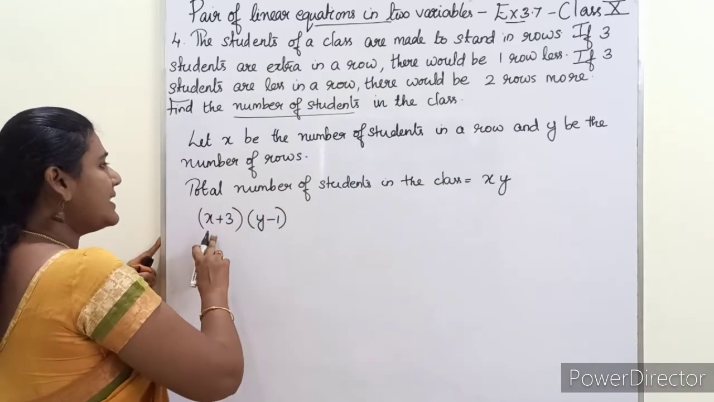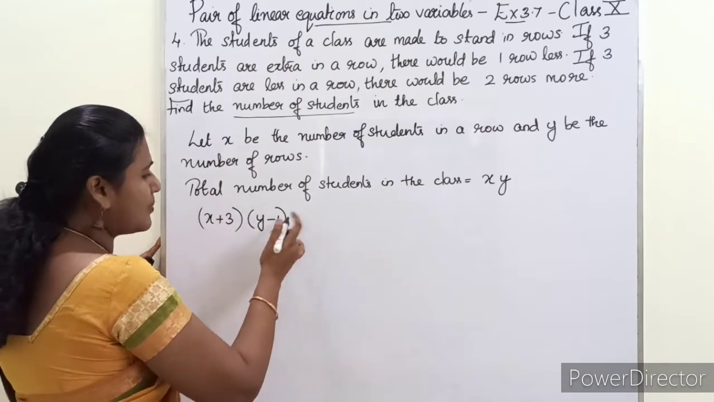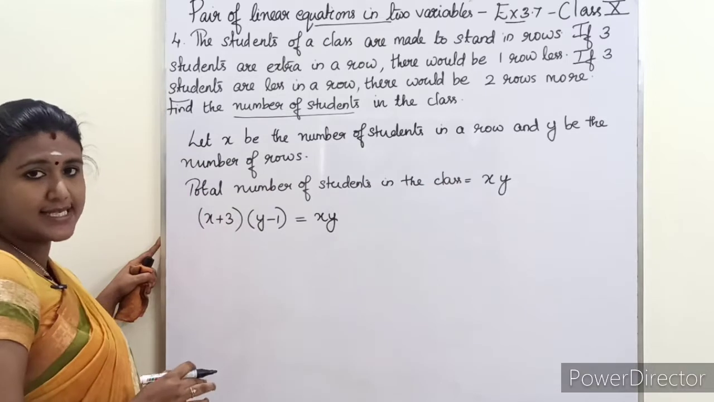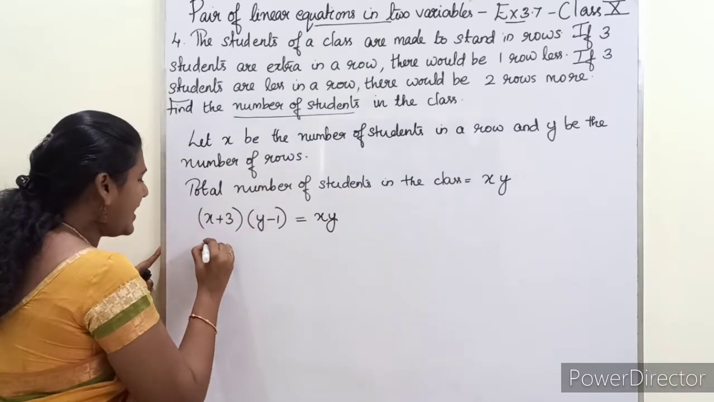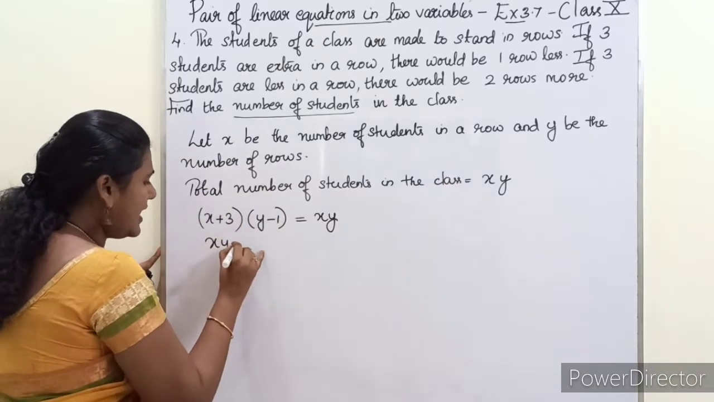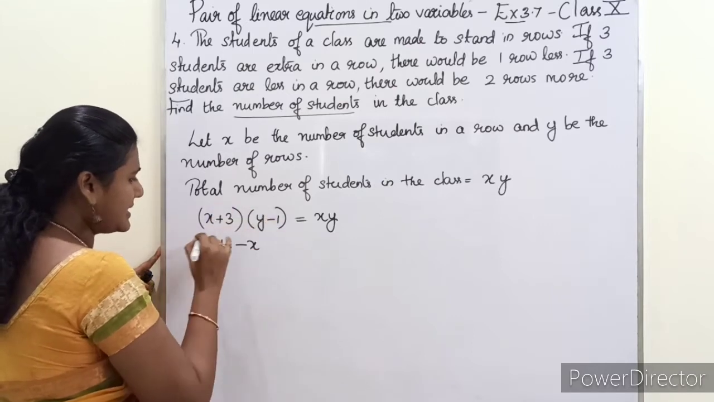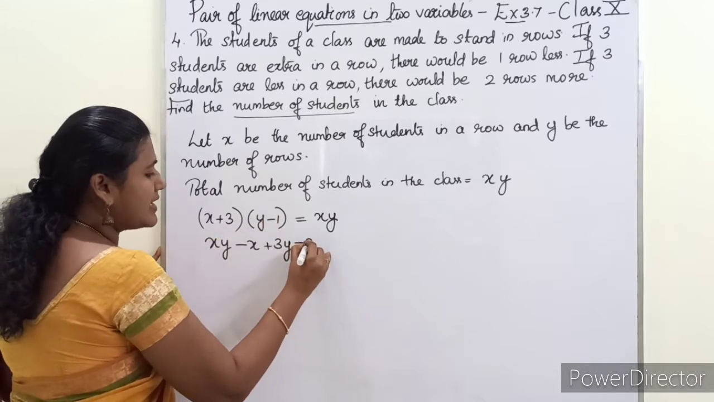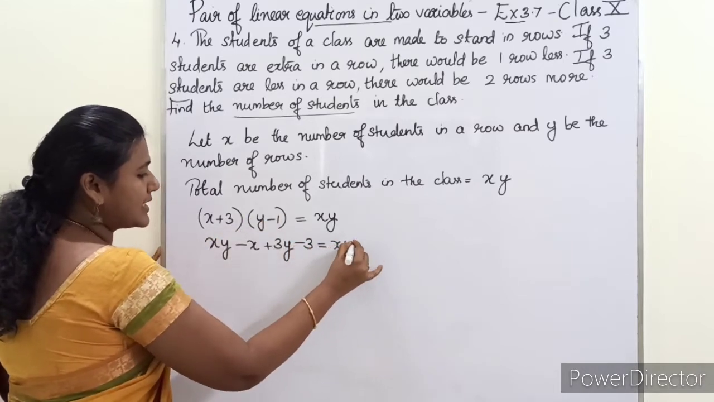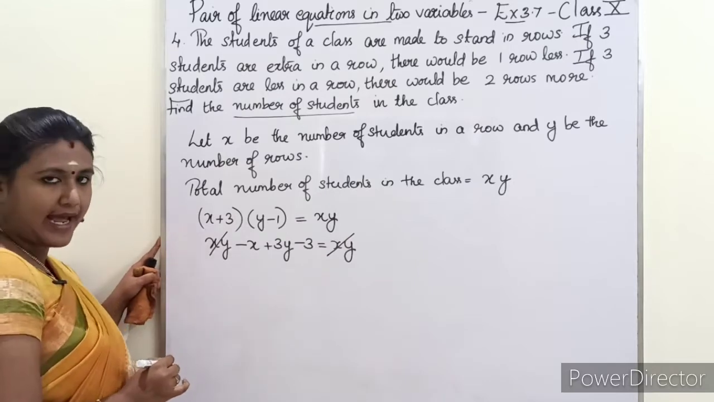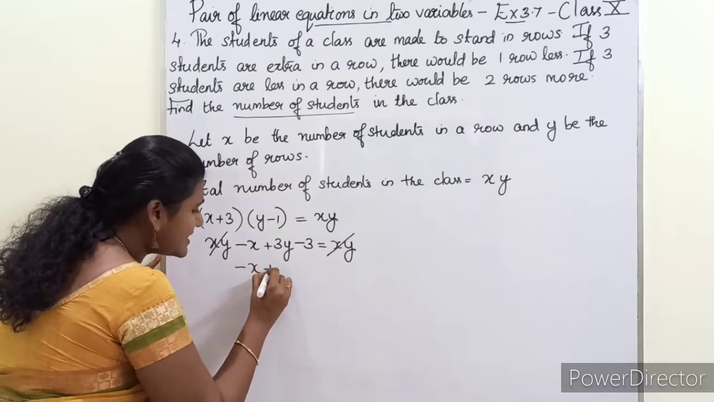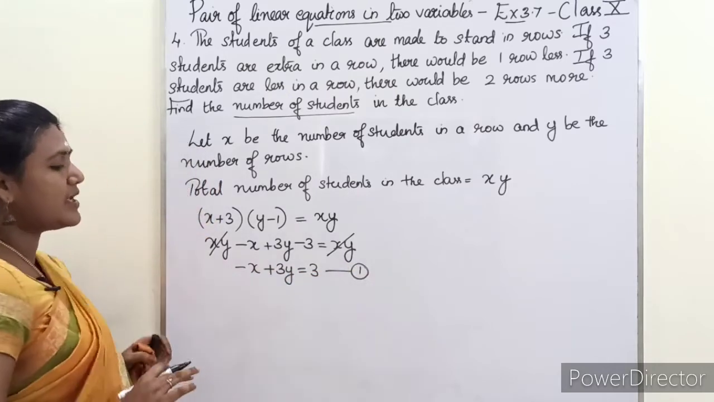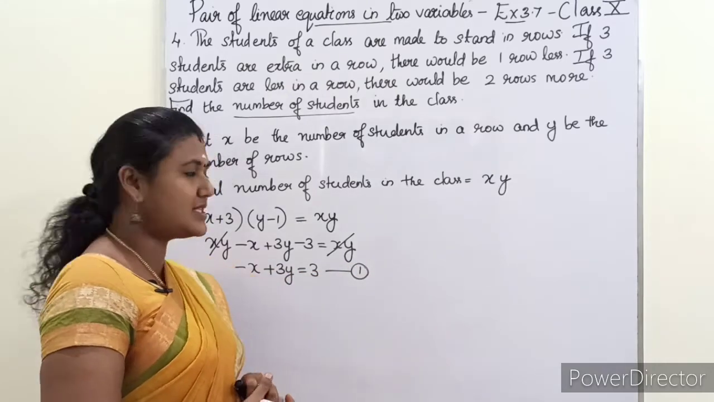When you multiply the number of students in a row and the number of rows, again we will get the total number of students only, that is xy. Now we will multiply. x into y is xy, x into minus 1 is minus x, 3 into y is 3y, 3 into minus 1 is minus 3, is equal to xy. So the xy term will get cancelled and you will get the first linear equation: minus x plus 3y is equal to 3. So this is the first equation.